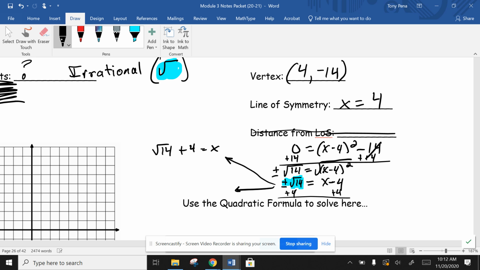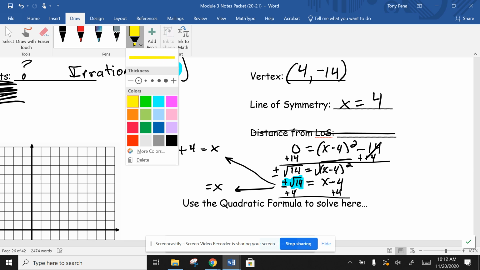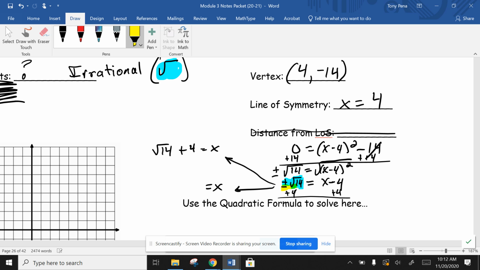And then this other answer should be, when we consider that root 14, we also have this little negative guy right there. So if this is a negative root 14, and then plus that 4, oops, that should be our second answer.